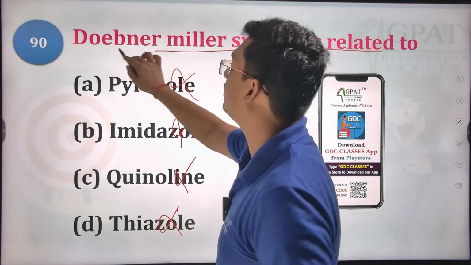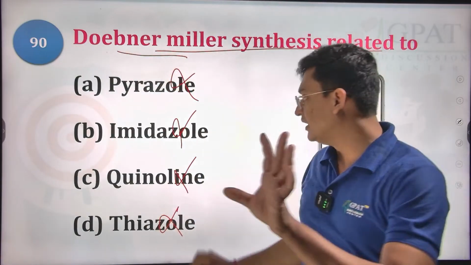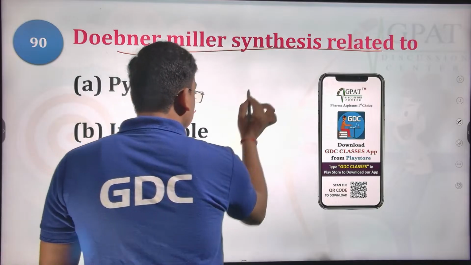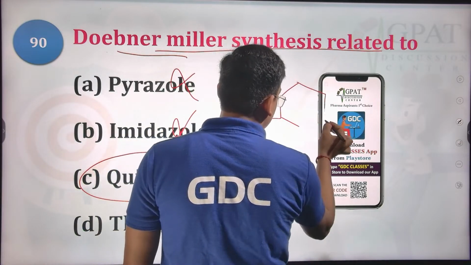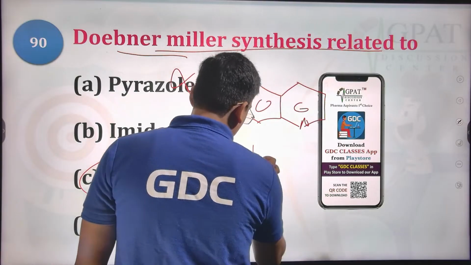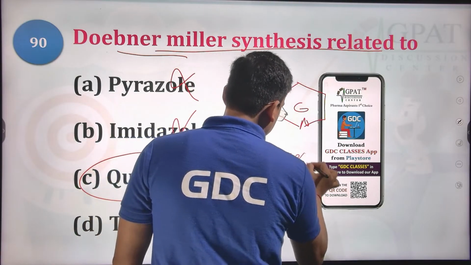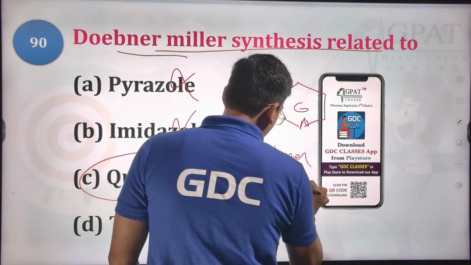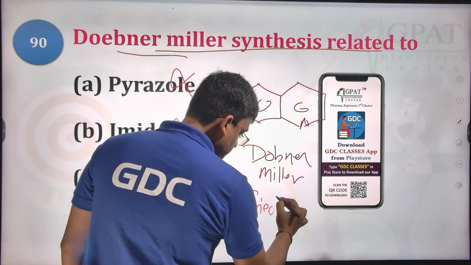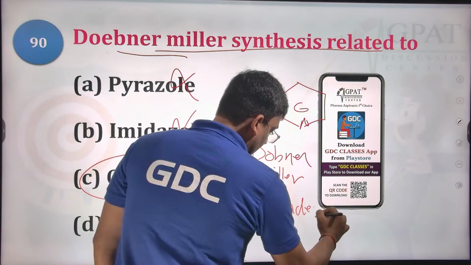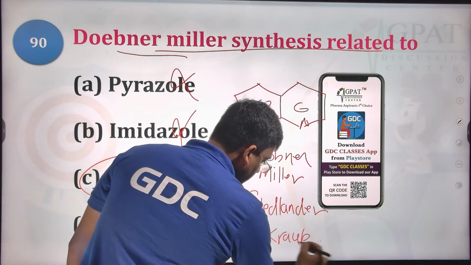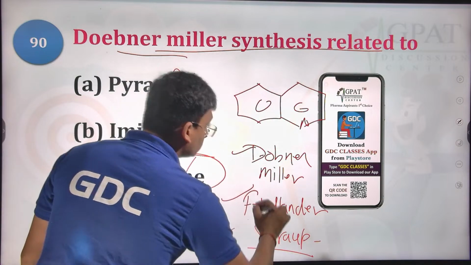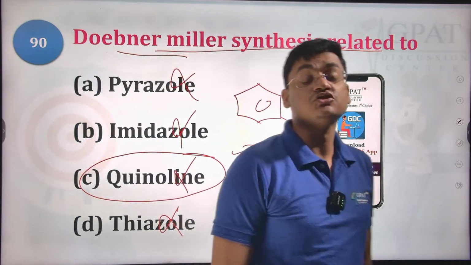All right. Doebner-Miller, oh my bad. Doebner-Miller, Friedlander, and Skraup. These are synthesis reactions for quinoline. They are used for the synthesis of quinolines.